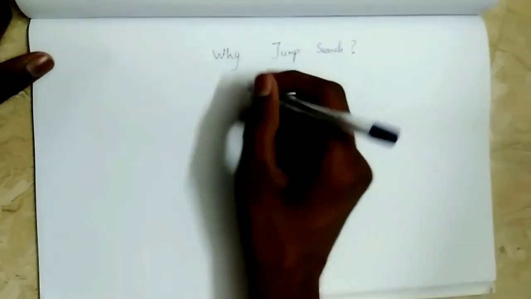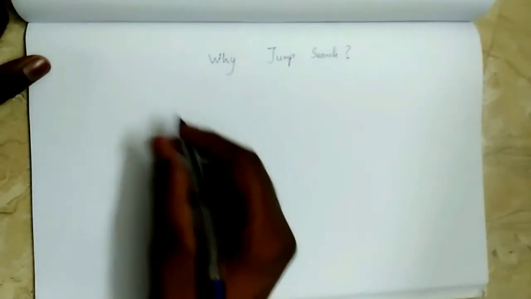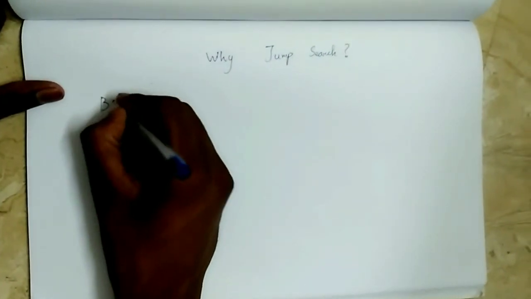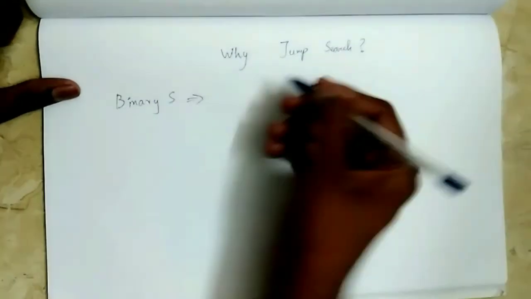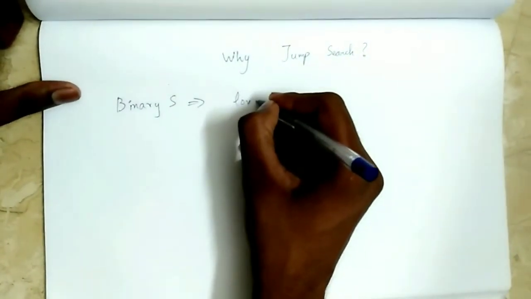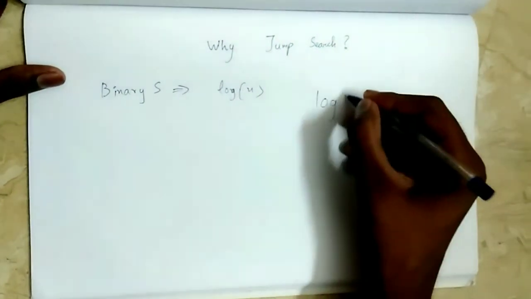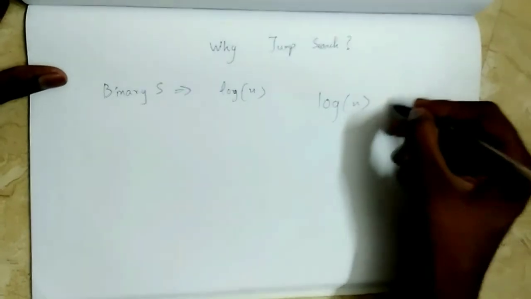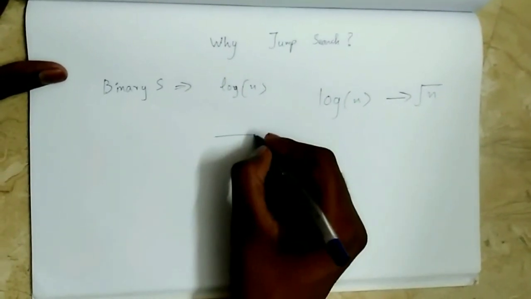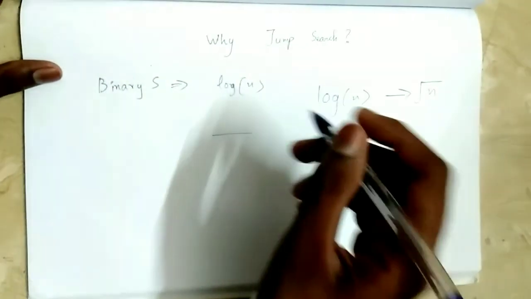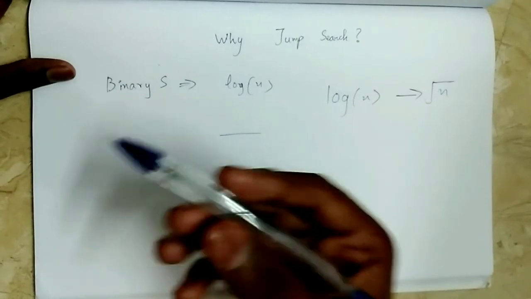So, coming to the part of why we need jump search. We basically have binary search, which has a time complexity of log n. Now log n is far better than square root of n. So why do we even need jump search? To answer that question, let us move on from ordinary data structures such as arrays.